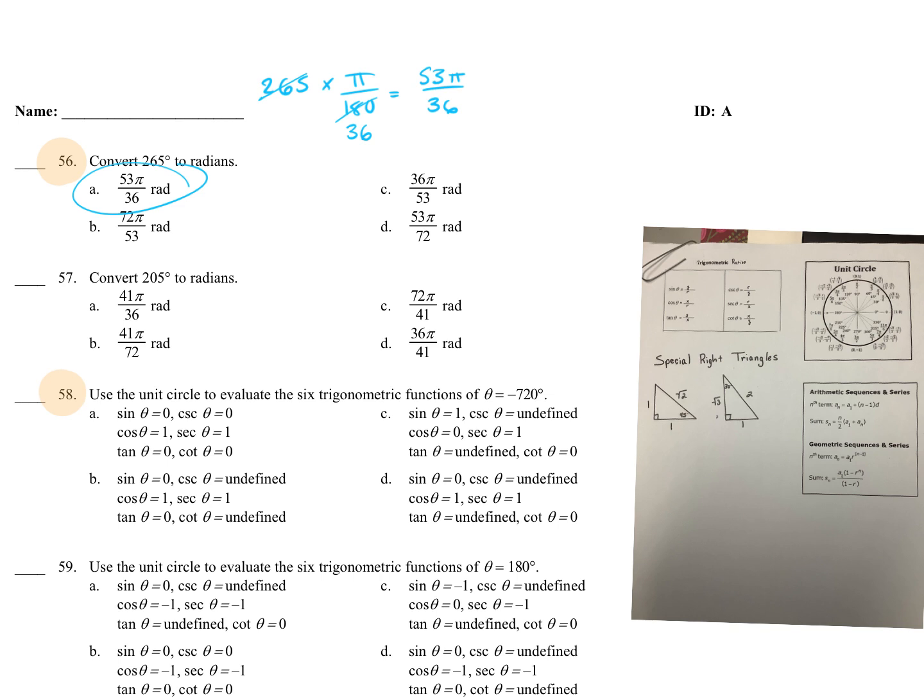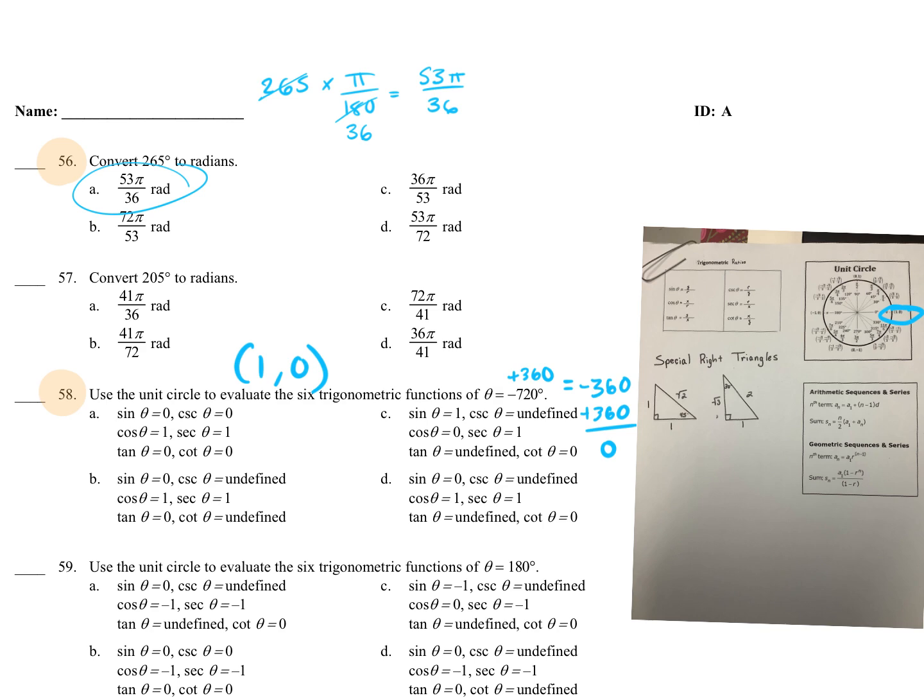So let's look at 58. It gives us negative 720, which is not on the unit circle. So let's add 360 until we find something that is on the unit circle. When we add 360, we get negative 360. We have to add 360 again, and we get 0. 0 is on the unit circle. So we're looking at the point 1, 0.